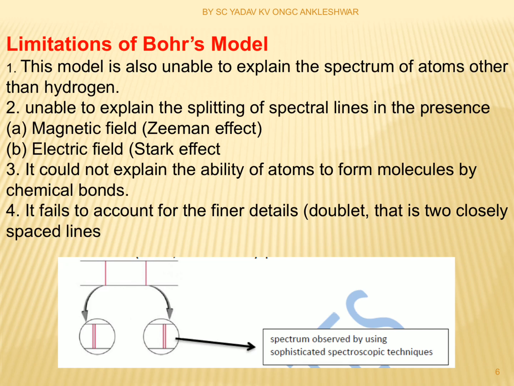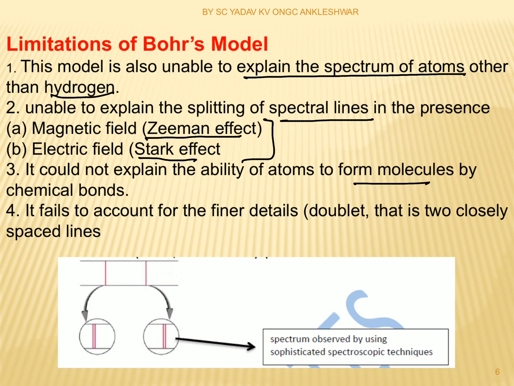So moving to the next topic, what are the limitations of Bohr's model? My dear students, there are some limitations, and at the end of the session we will study the cause for the failure of Bohr's model. So the limitation of Bohr's model is that it was unable to explain the spectrum of atoms other than hydrogen. Only the spectrum of hydrogen was explained with the help of Bohr's model. This model was not able to explain the spectrum of other atoms, and it was unable to explain the splitting of spectral lines in the presence of a magnetic field, that is called the Zeeman effect. It was also unable to explain the splitting of light in an electric field, that is called the Stark effect. It means these two effects could not be explained on the basis of Bohr's model.